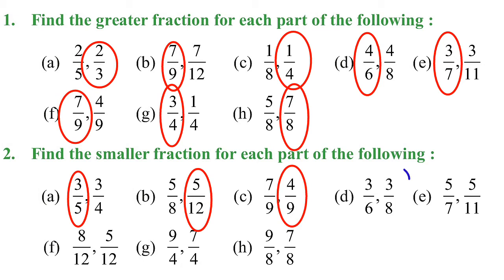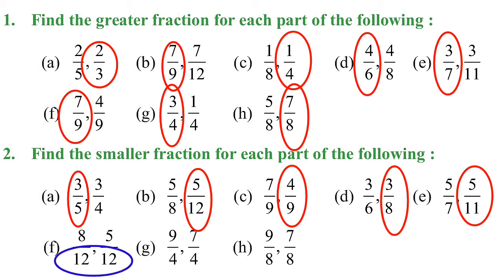D part, here numerators are same, so process उल्टा होगा. यहाँ पे smaller fraction is 3 by 8. यहाँ पे E part 5 by 7 and 5 by 11. यहाँ पे numerators are same, that's why process यहाँ पे क्या होगा, उल्टा होगा. 5 by 7 is the greater fraction and 5 by 11 is the smaller fraction, right? Similarly F part 8 by 12 and 5 by 12, यहाँ पे denominators are same, so process सीधा होगा. यहाँ पे smaller fraction is 5 by 12.